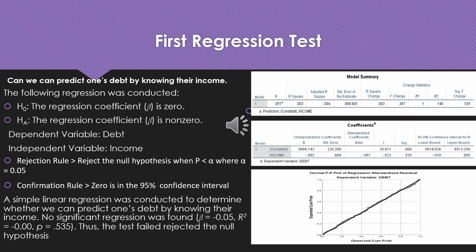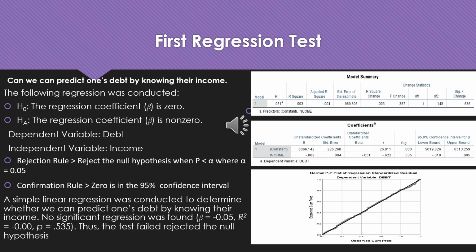The first regression test. Can we predict one's debt by knowing their income? The following regression was conducted. The null hypothesis states the regression coefficient beta is 0. The alternative hypothesis states the regression coefficient beta is non-zero. The dependent variable debt, the independent variable income.